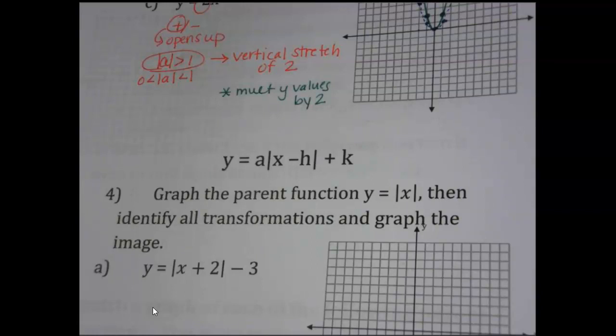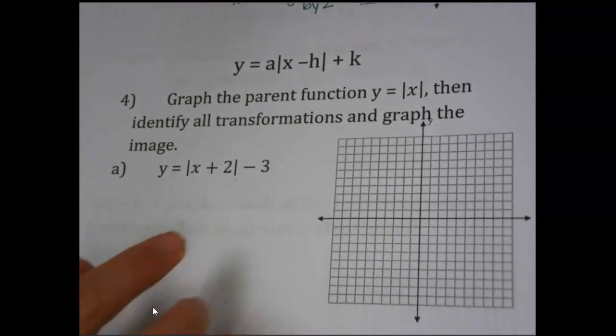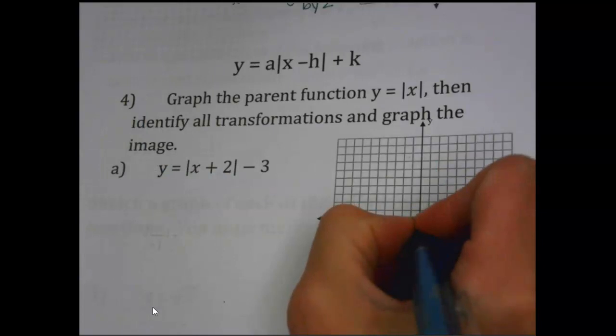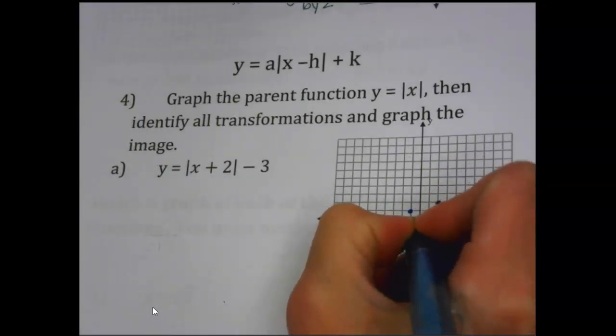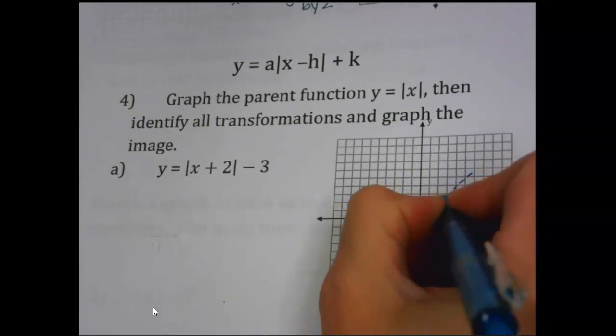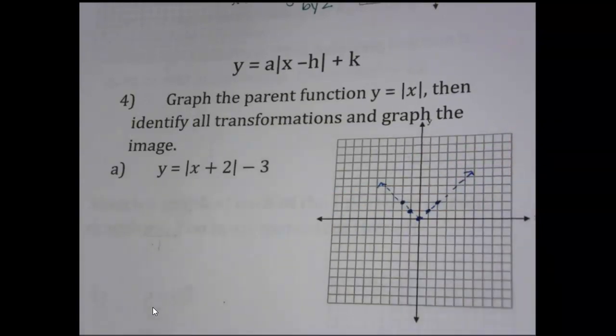So let's try it. Here we want to do the same thing, graph the parent function. So this parent function of absolute value, if you remember, goes through 0, 0, 1, 1, 2, 2, 0, 0, negative 1, 1, negative 2, 2. So we're going to have it dotted on our graph. And then we're going to go and look at the transformations that happened.